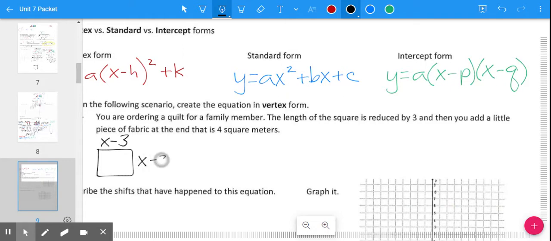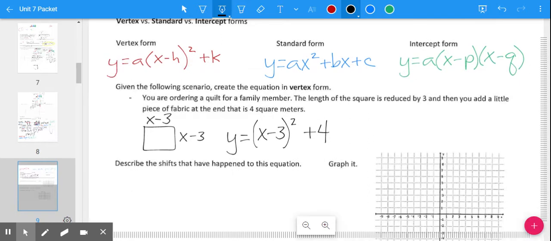Now, because it's a square, both sides of this would be x minus 3. So to find the area of that piece of fabric would be x minus 3 squared, because it's x minus 3 times x minus 3. It says, and then you add a little piece of fabric at the end that is 4 square meters. So we're adding a little bit at the end that's 4 square meters. Put a y equals in front to make it an equation.